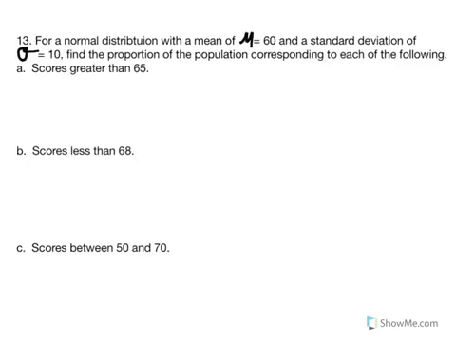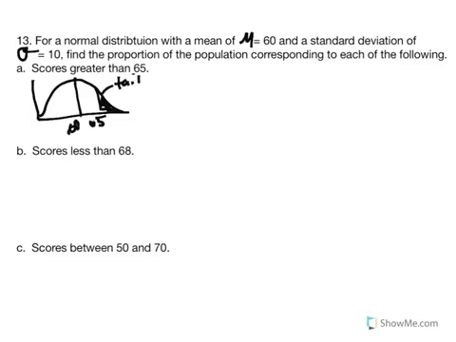Okay, last one, number 13. For a normal distribution with a mean of 60 and a standard deviation of 10, find the proportion of the population corresponding to each of the following. So in the first one, we'll draw our sketch: scores greater than 65. The mean is equal to 60. The score of interest is 65, which is to the right. The area of interest that we should shade is the proportion corresponding to scores greater than 65. That means the tail is the area of interest.